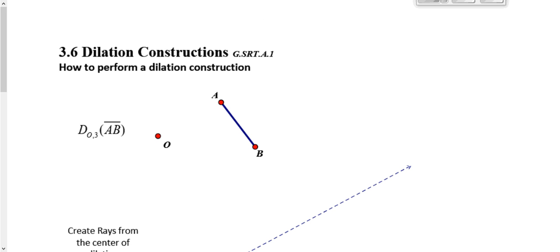So in this particular case, we have a point here. Our center of dilation is right here, point O. And we're going to dilate segment AB how many times? 3 times, right? So what I want you to do is read this over. It's pretty simple, actually, okay? And see if you can replicate it.